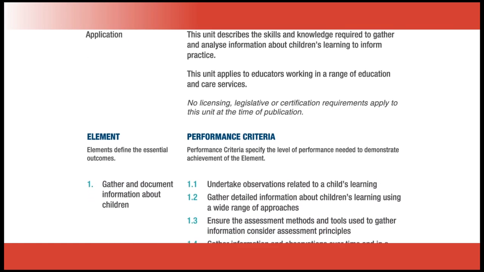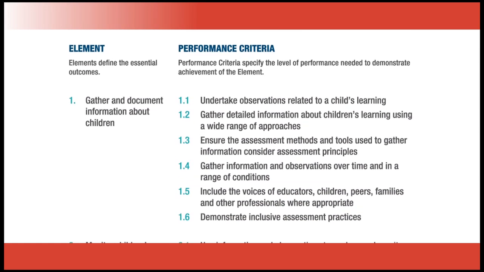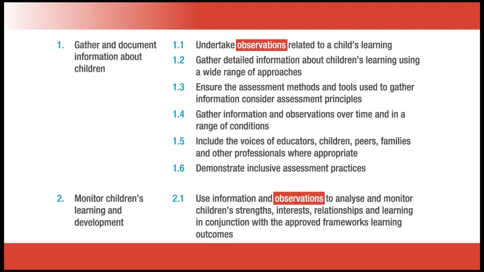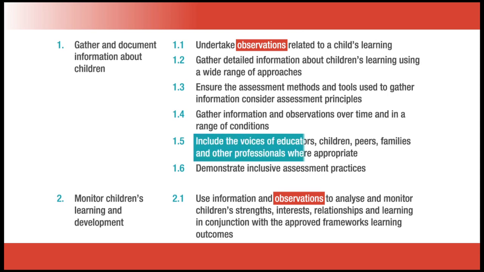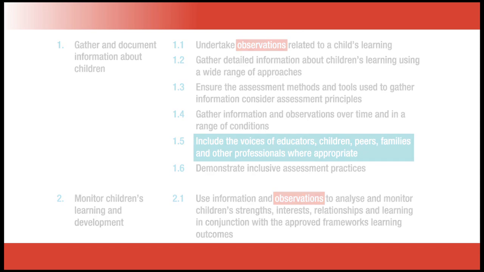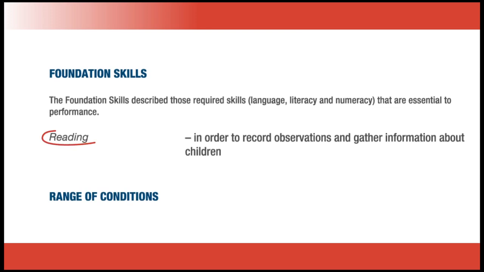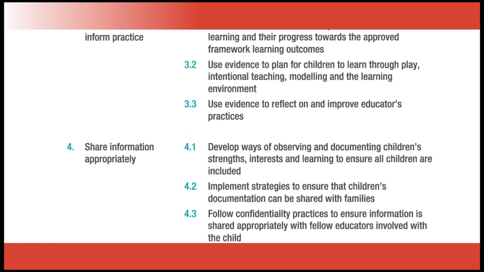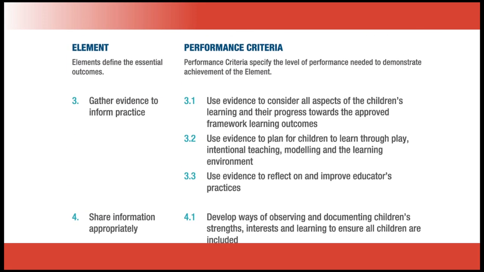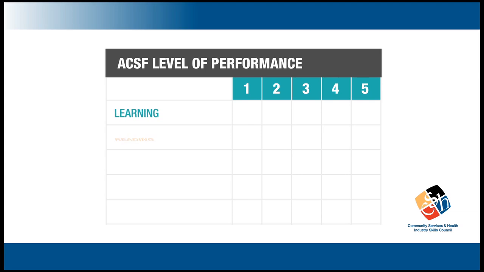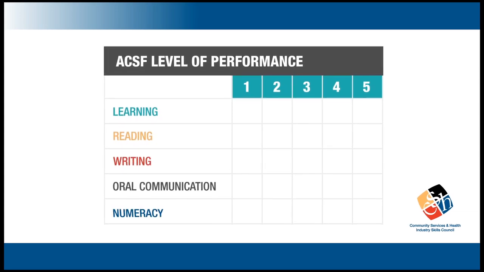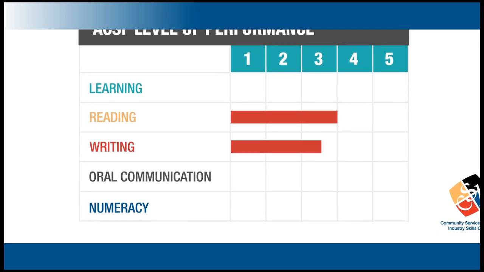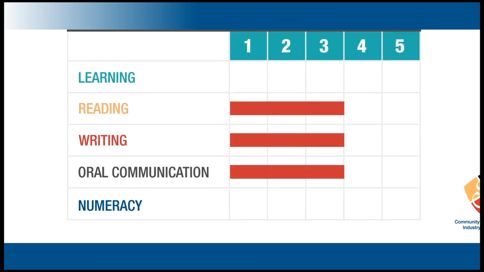This unit is about analysing information to inform children's learning. It's about gathering information about children through observation, but also through sources that need to be read or listened to. This example unit requires the learner to read reports, participate in discussions, and record observations, usually as a written task. Now, the ACSF mapping information about this unit says that the ACSF levels include reading at level 3, writing at level 3, and oral communication at level 3.